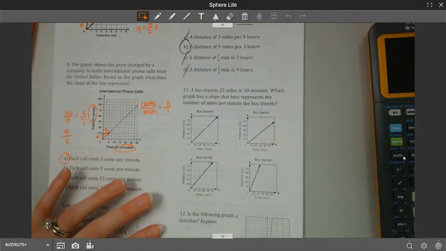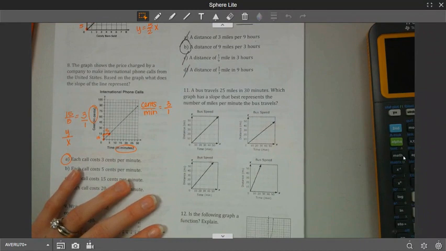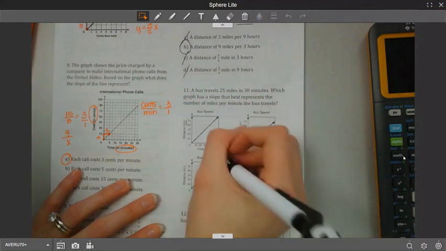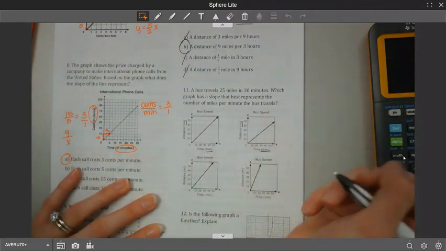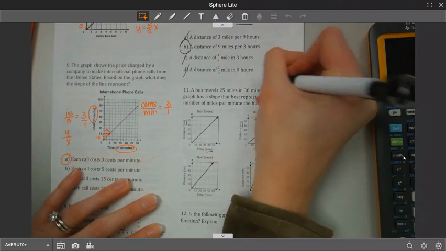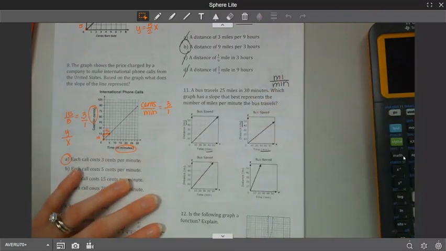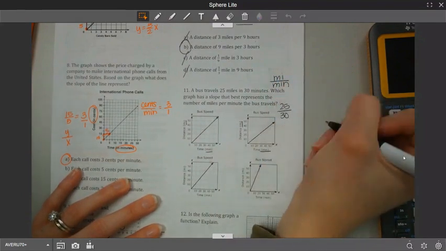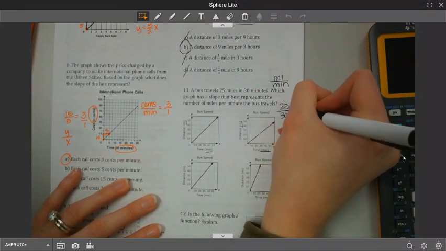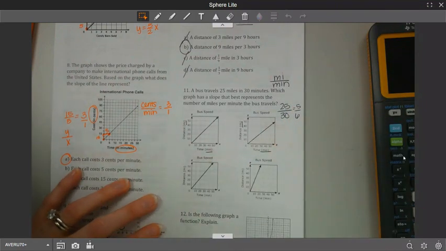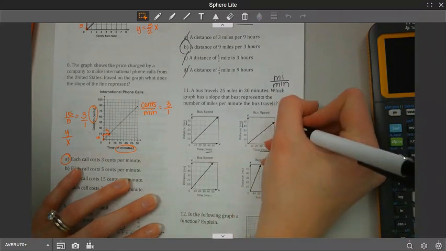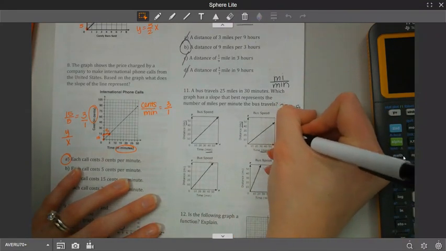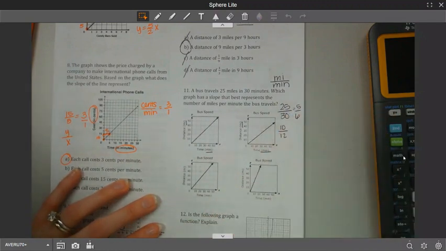11, a bus travels 25 miles in 30 minutes. Which graph has the slope that represents the number of miles per minute the bus travels? Okay, look at your labels. The y is miles, the x is minutes. So miles over minutes. So we're talking about 25 over 30. I can simplify that down to 5 sixths. So we want something that goes up 5 over 6. Or I could double that and say we want something up 10 over 12, something along those lines.